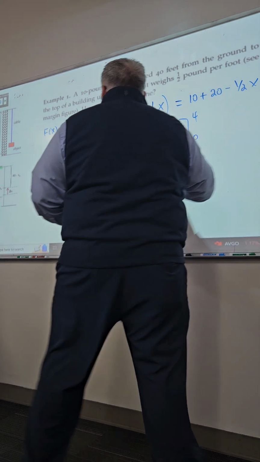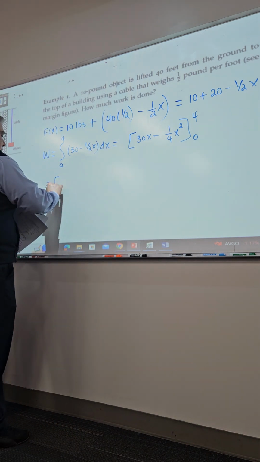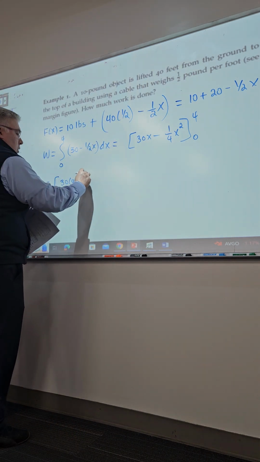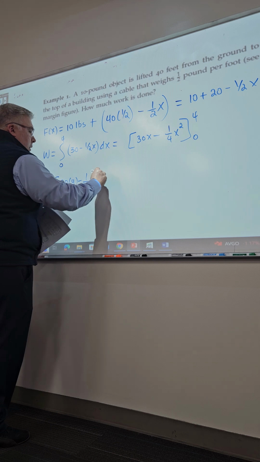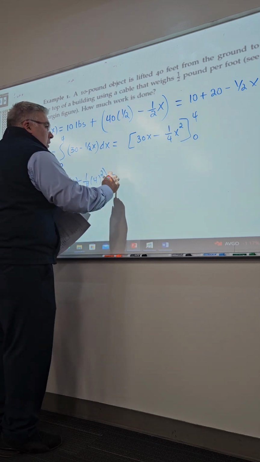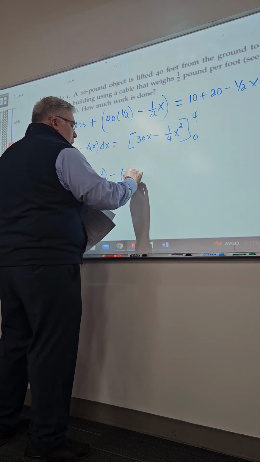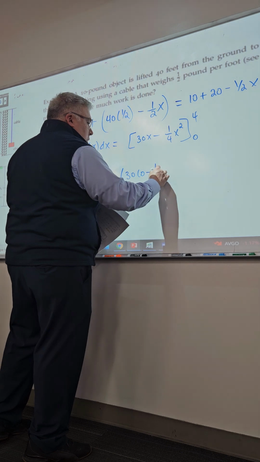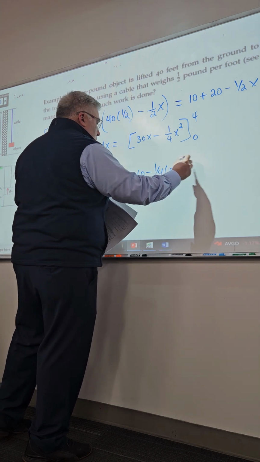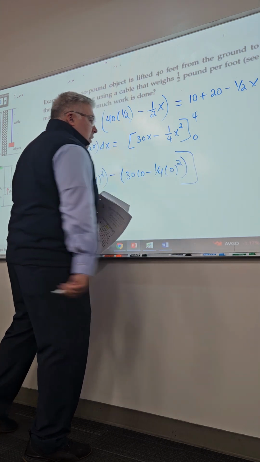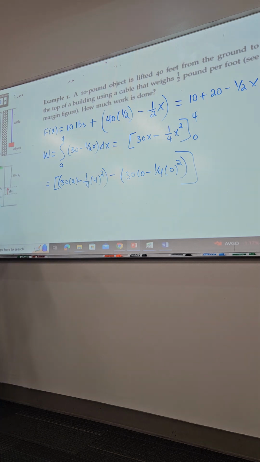And then we're going to evaluate. So it's going to be 30 times 4 minus 1/4 of 4 squared, minus, and we're going to plug in the 0. Now we don't have to plug in the 0 because we know this whole thing is going to go to 0 when we do that. But for your notes' sake, when you look back at it, you can see what we did, right?